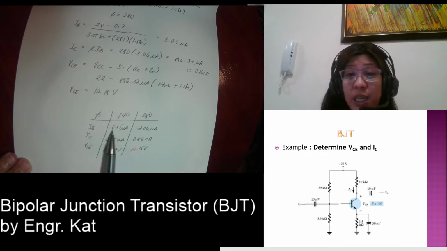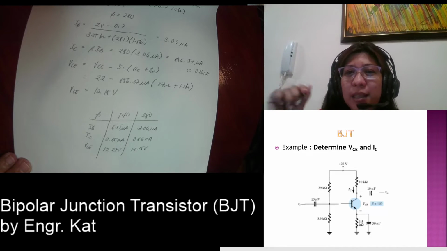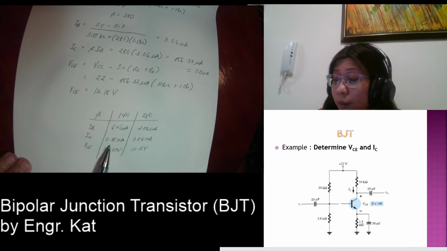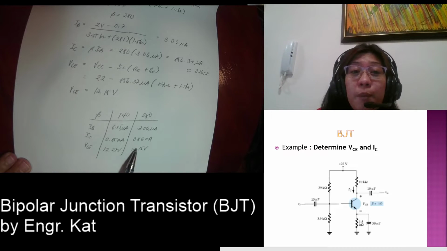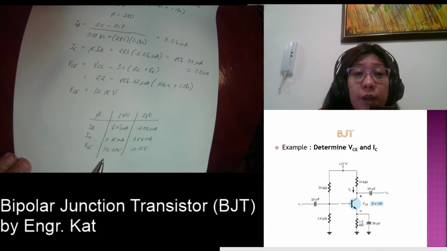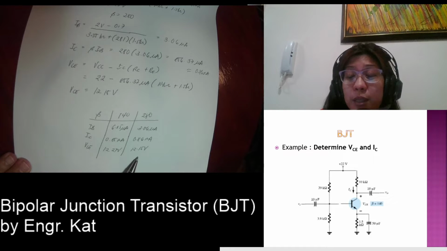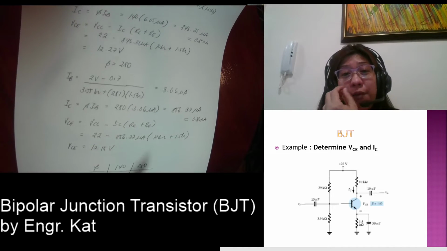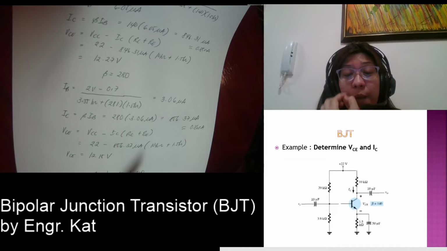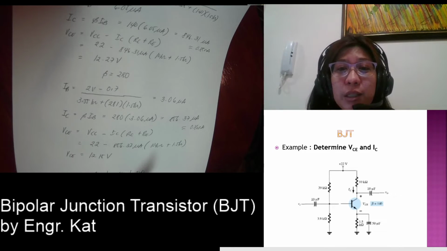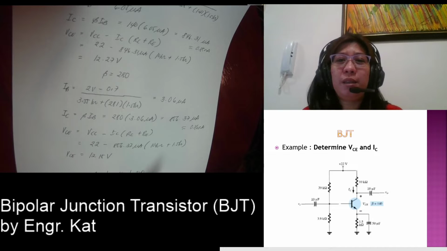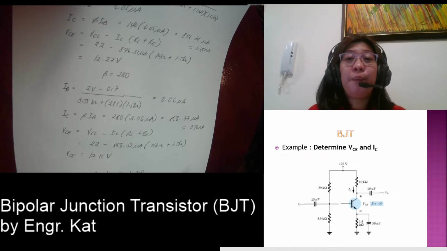Although your IB changed, IB is very, very small. So Q point is really dependent on your IC and your VCE. So they are the two important parameters. So as you can see, your IC is 0.85 and 0.86 milliamps. This is 12.27 and this is 12.15 volts. So we can say that this is quite an interesting point. So we can say that among the different types of circuits that we have, voltage divider is really considered as the most stable. That's why it is usually the one which is always being used.